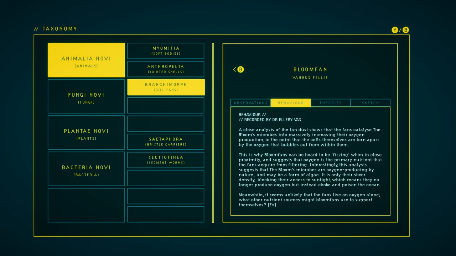Meanwhile, it seems unlikely that the fans live on oxygen alone. What other nutrient sources might bloom fans use to support themselves?